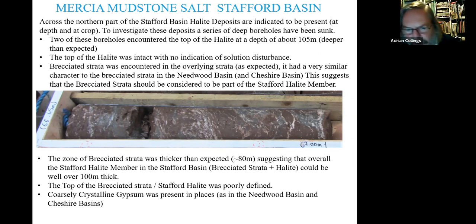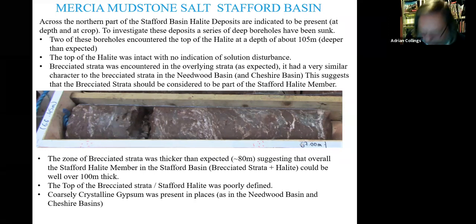This suggests that the brecciated strata should be considered to be part of the Stafford halite member. The zone of brecciated strata was thicker than expected, about 80 meters, suggesting that overall the Stafford halite member in the Stafford Basin, which is the brecciated strata plus the halite, could be well over 100 meters thick. The top of the brecciated strata was poorly defined, but we also saw coarsely crystalline gypsum as seen in the Needwood Basin and the Cheshire Basin.